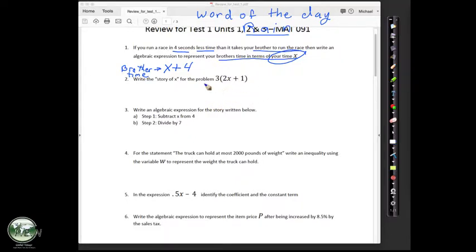Okay, number 2. Now you might say we've got to distribute this 3, but the question is asking to just write the story of x. We don't need to solve this. We don't need to simplify it. We just need to write the story of x. So we start with x and ask what's happening to x first. X is multiplied by 2.